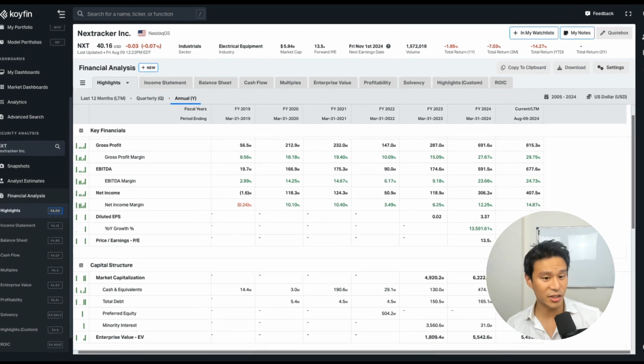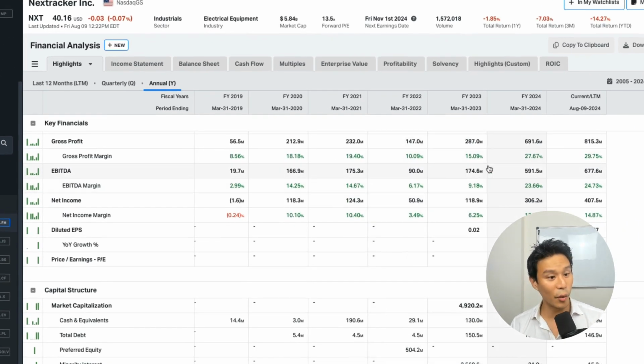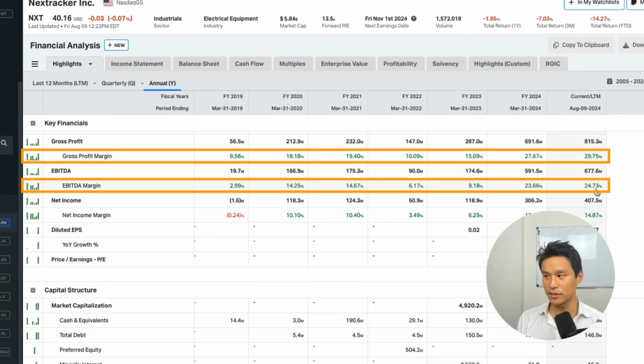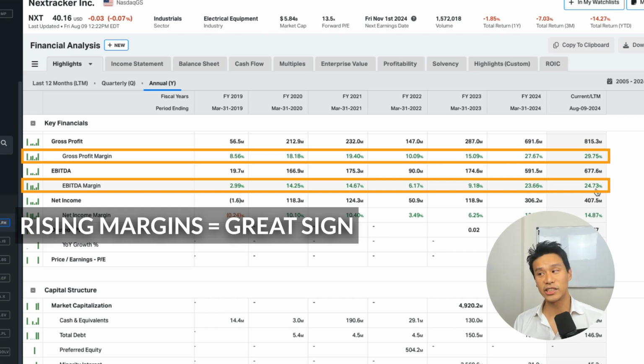Going back to Next Tracker, I can see that margins are going up in gross margins, which is a great sign. So they're getting more scale, and EBITDA margins are going up as well. So they're also getting more efficient in their business operations. So that's a really great sign. So that's why I think it's an attractive company to look at.